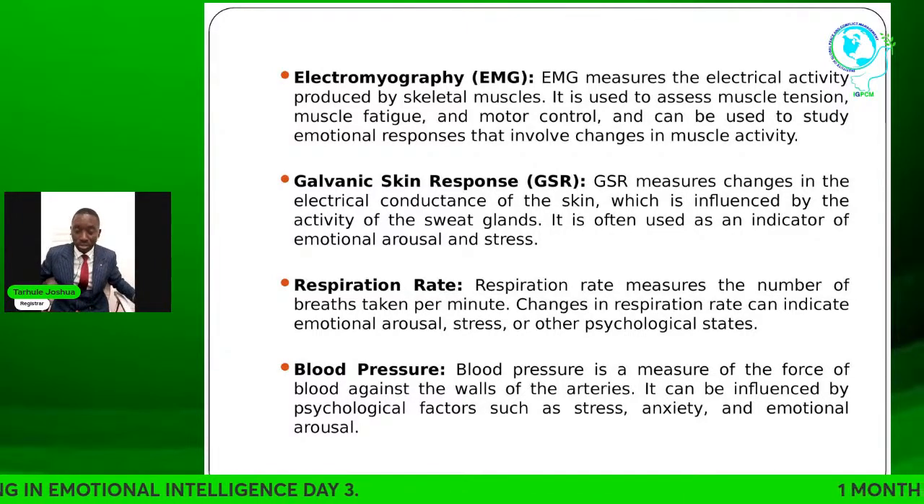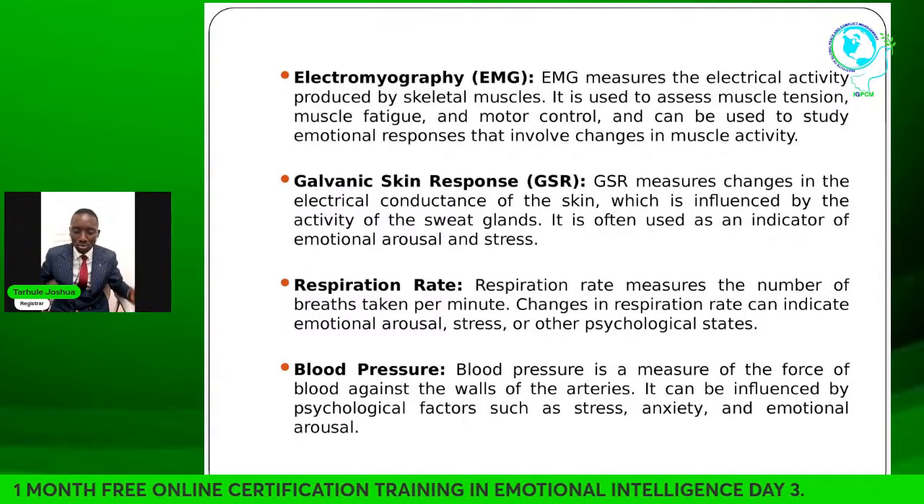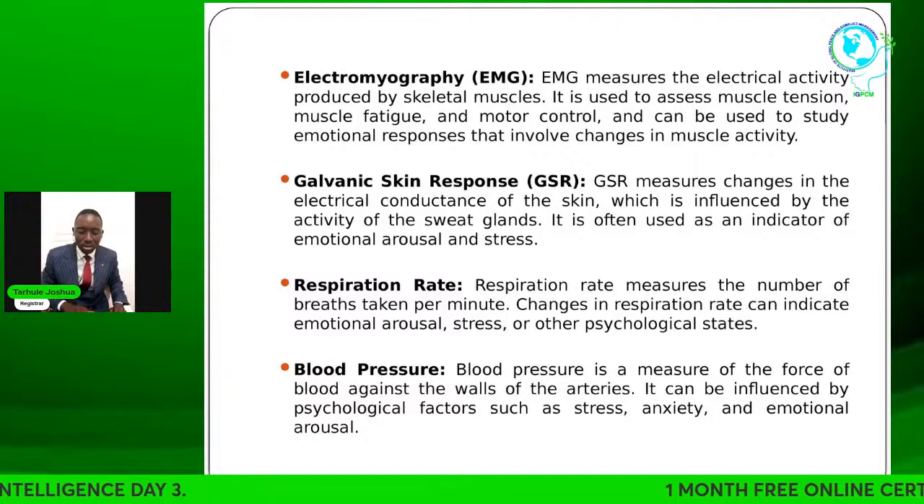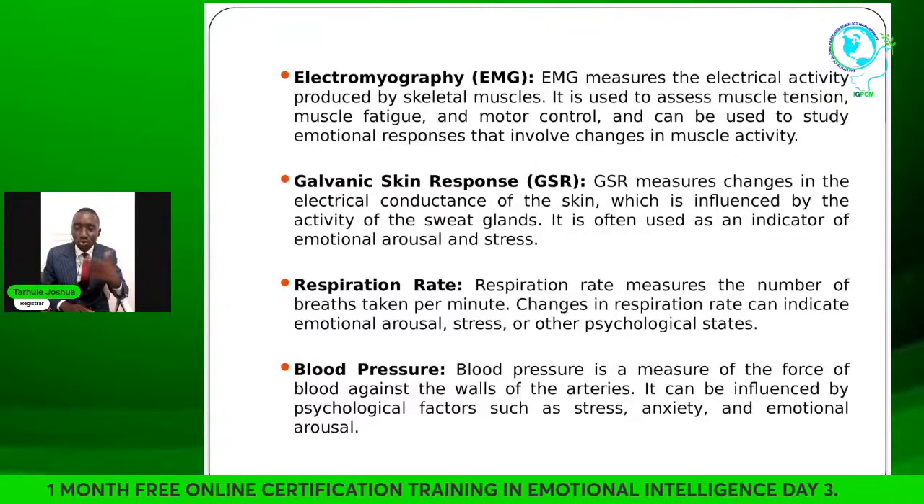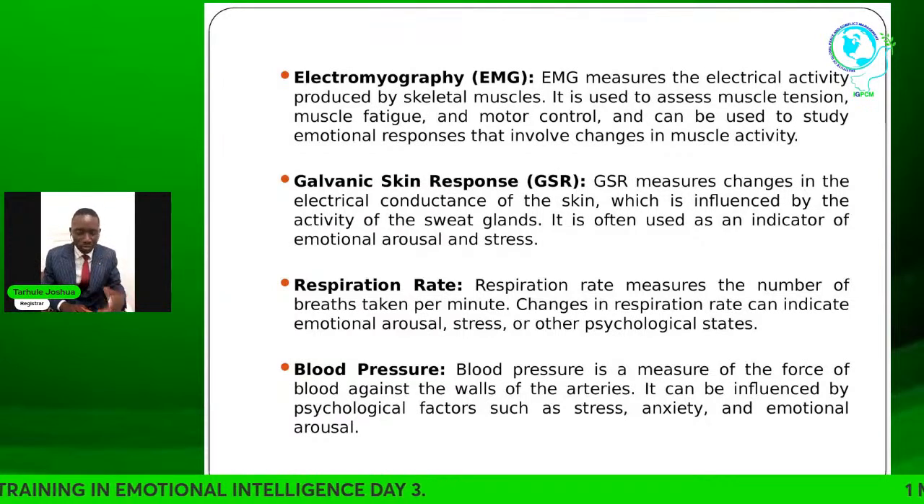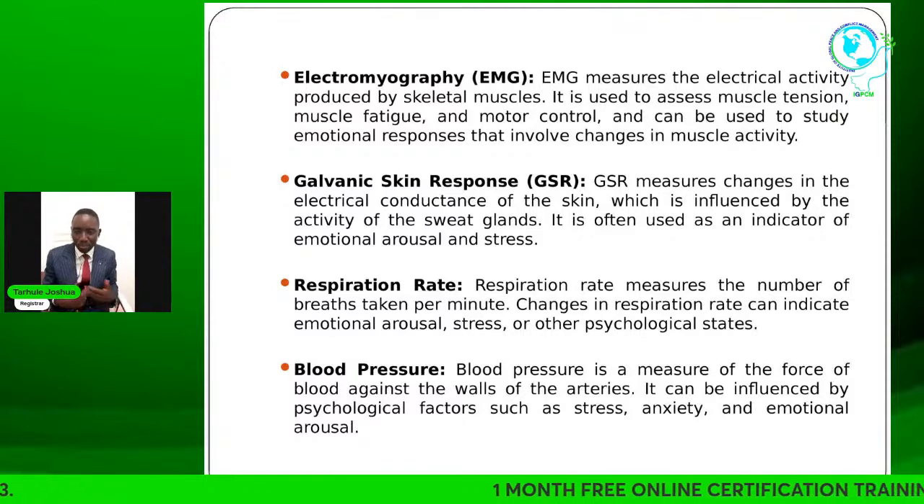Then we have the respiration rate. The respiration rate measures the number of breaths taken per minute. Changes in respiration rate can indicate emotional arousal, stress, or other psychological states. So this is how you are going to use it to measure how individuals breathe. When you run, you see that your breathing is very fast, much more often than when you just walk. Do you understand? Your breathing is different compared to when you run.